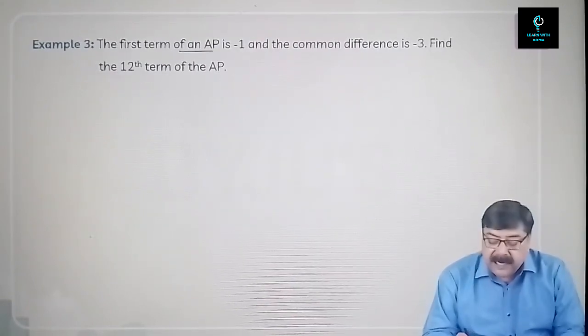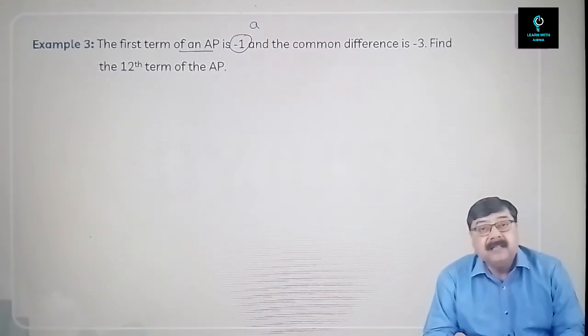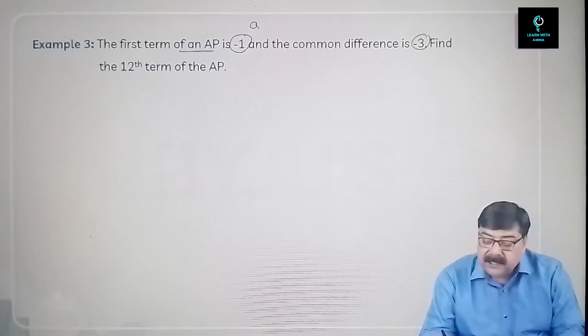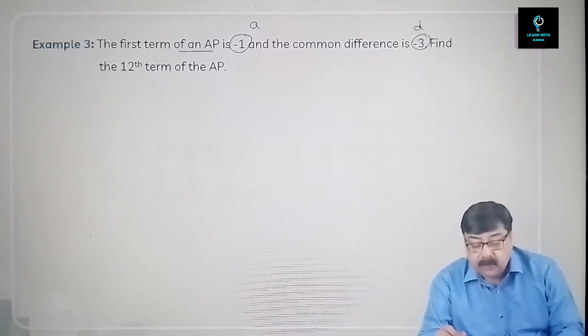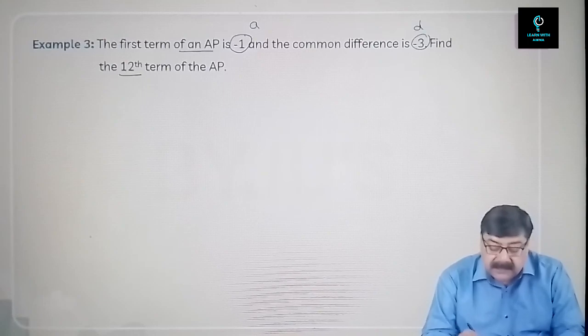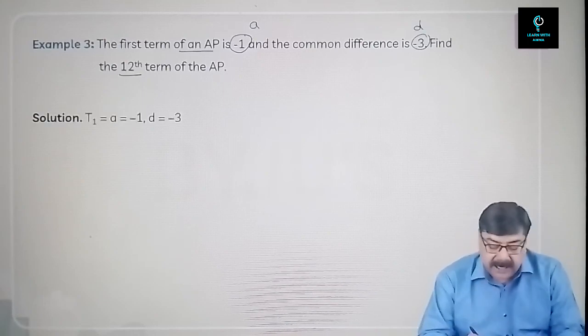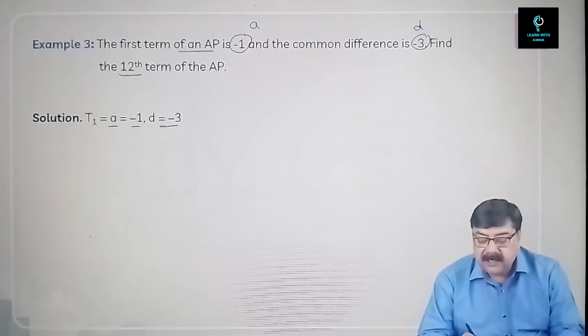Now the first term of an AP is minus 1. So the value of A is given to us and the common difference is minus 3. So this is D, which is equal to minus 3. So find the 12th term of the AP. So A here is minus 1, D here is minus 3.